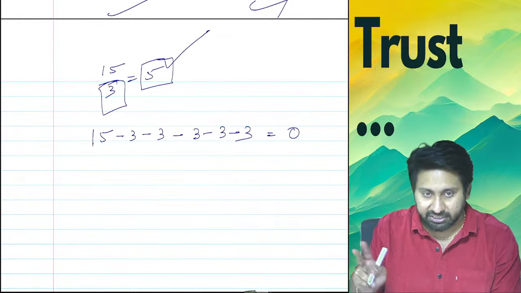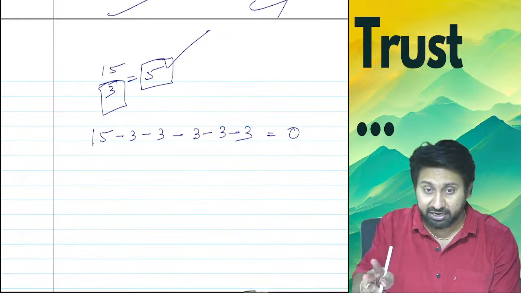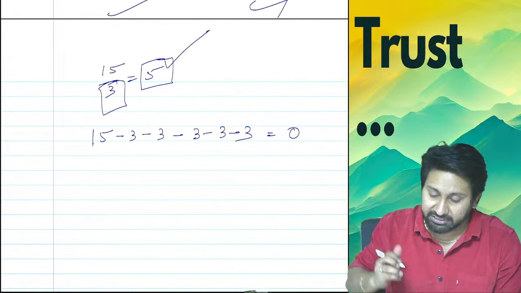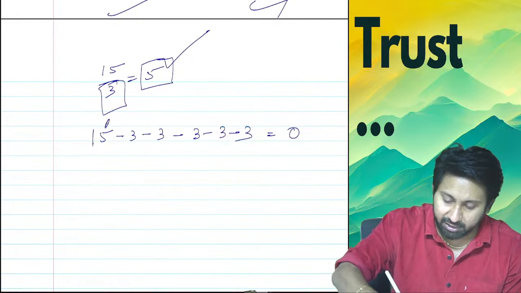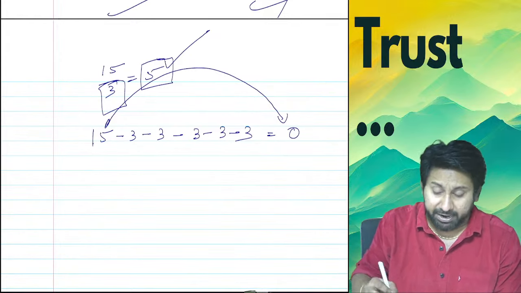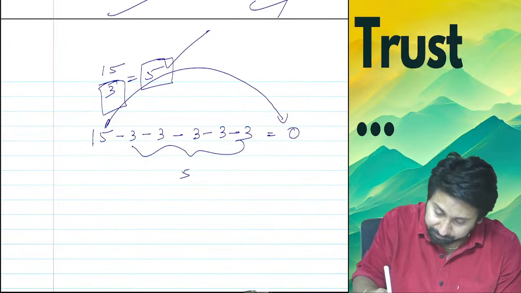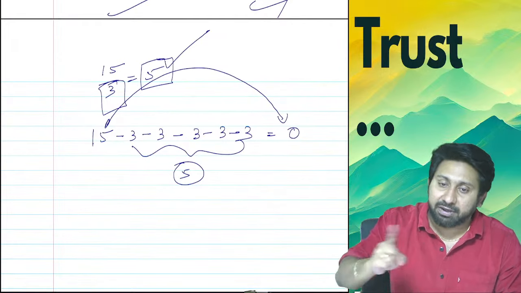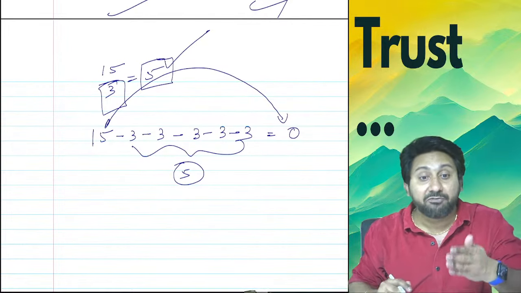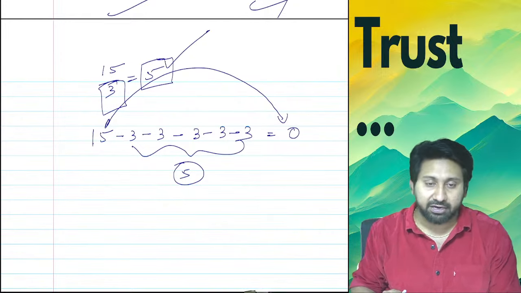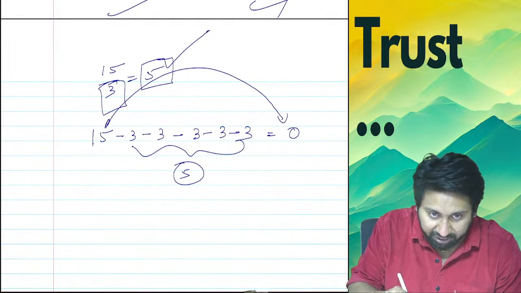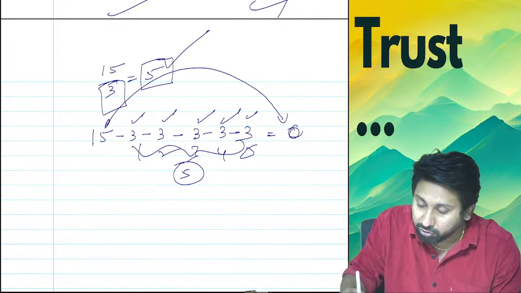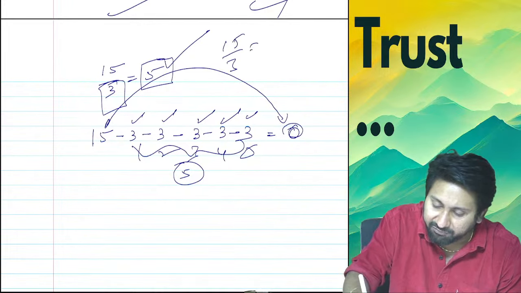15 - 3 equal to 0 means 15 will become 0 by deducting 3 how many times? 5 times. Instead of writing 15 - 3 repeatedly, I can write 15/3 = 5. Correct? I can tell from 15, 3 has to be reduced 1, 2, 3, 4, 5 times to achieve 0. Instead of telling like that, directly I can tell 15/3 = 5.